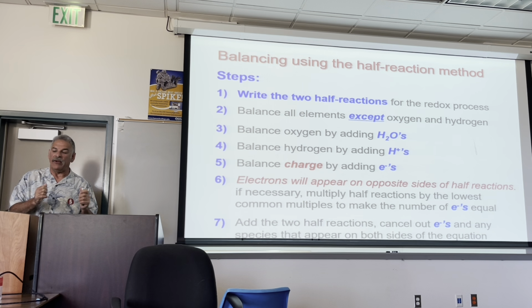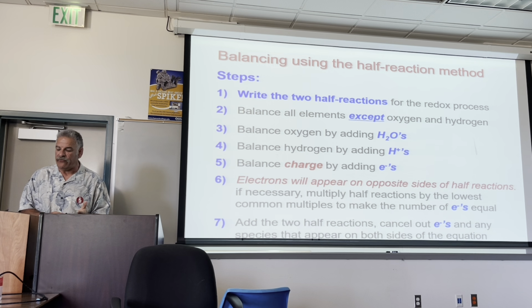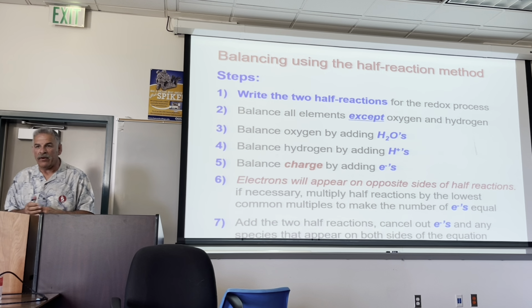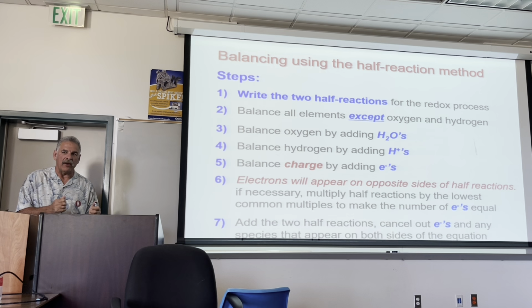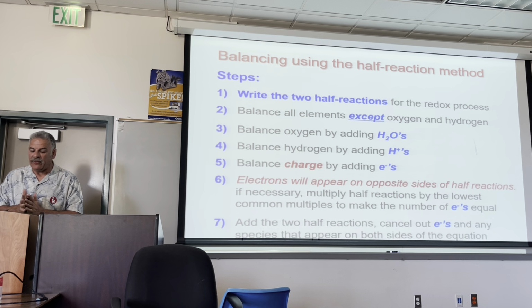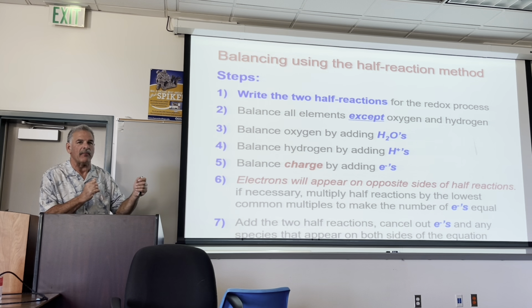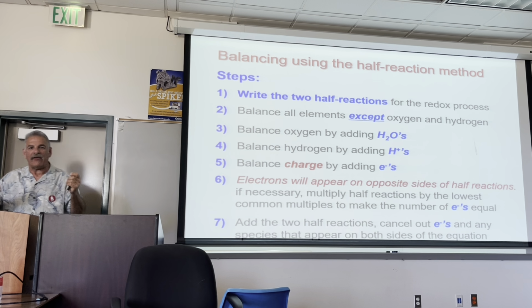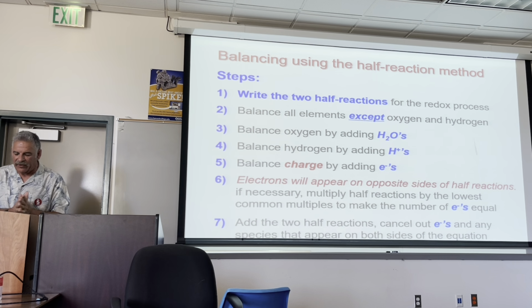We're gonna write 2 half reactions. We're gonna balance all elements except oxygen and hydrogen. We're gonna then balance the oxygens by adding waters. We're then gonna balance the hydrogens by adding H's. We're gonna balance charge, which is just as important because we're chasing the electrons across the reaction. Then we're gonna add electrons on both sides of half reactions, and if necessary, you're gonna multiply 1 half reaction by a whole number coefficient so that we get equal numbers of electrons on both sides, and then we can subtract them out of the equation. Add the 2 half reactions, cancel out any E's and any species that appear on both sides of the equation.